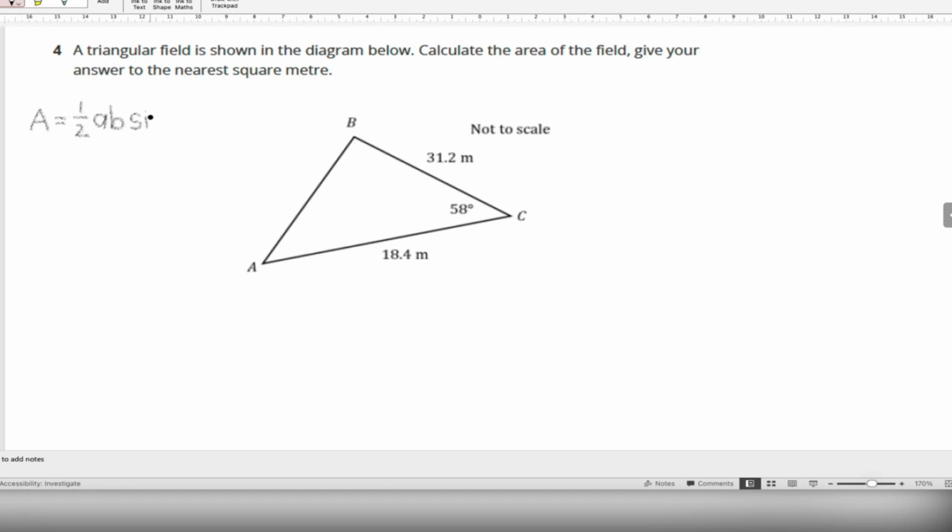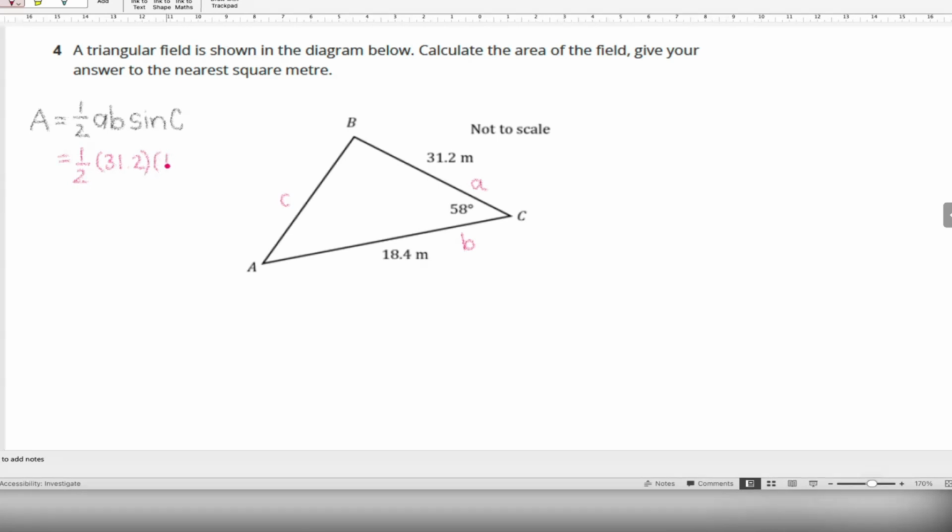of C. So what I'm going to do first is I'm going to label this triangle appropriately. So this is A, this is B, and this is C. So what is the value of A? The value of A is going to be 31.2. So I'm going to write 31.2 in the place of A, and then I have to multiply it by B.